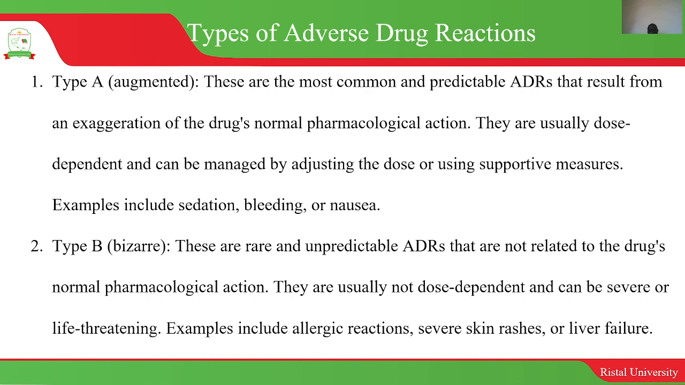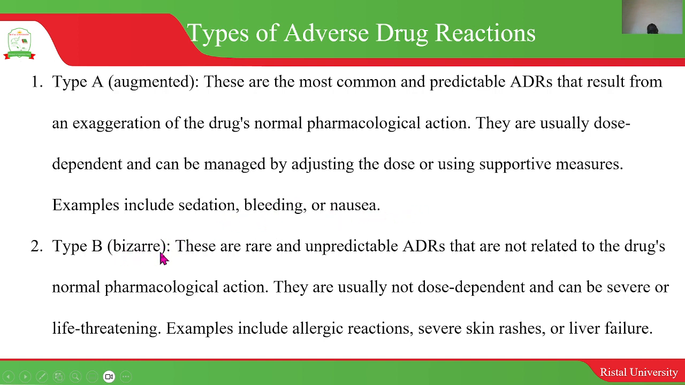We have basically four types. We have type A, which is augmented. These are the most common and predictable adverse reactions that result from an exaggeration of the drug's normal pharmacologic action. They are usually dose dependent and can be managed by adjusting the dose. Type A, augmented, is normally dose dependent. So if we give the right dose for the right person, for the right weight per kilogram, normally it is a minimal thing. Examples could be sedation, bleeding, or nausea.